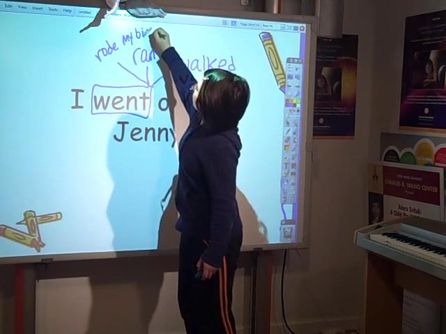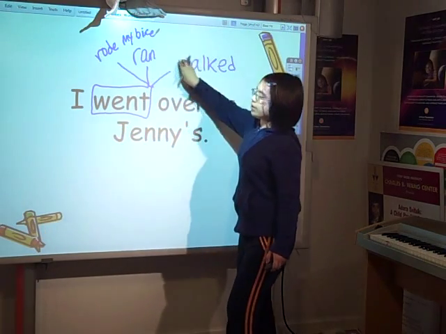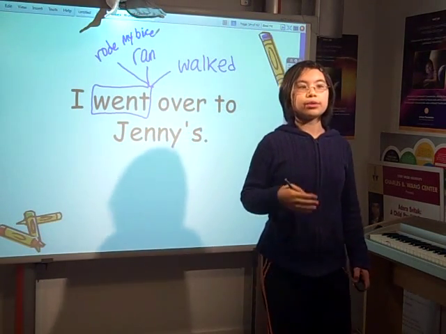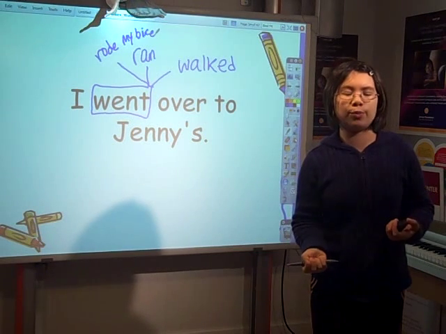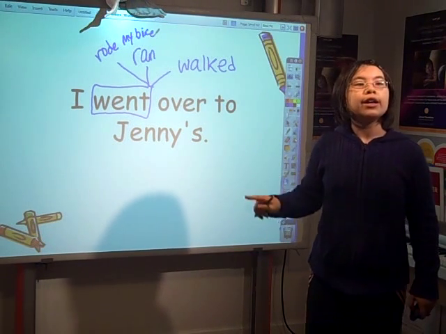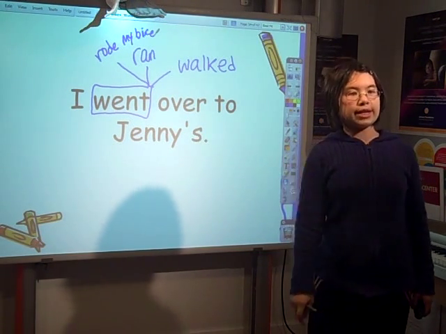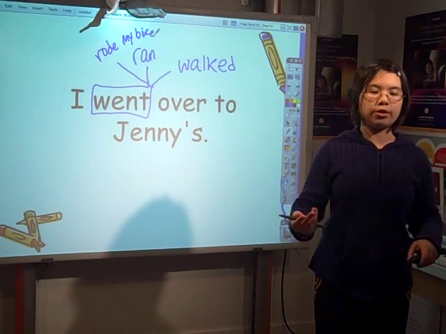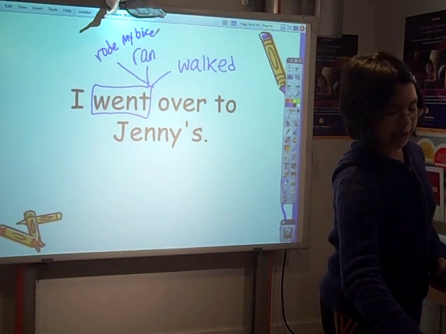Number of these things. So the reader is asking, well, did you ride your bike? Did you run? Did you walk? So instead of saying, I went over to Jenny's, say, I ran over to Jenny's. I walked over to Jenny's. I rode my bike over to Jenny's.